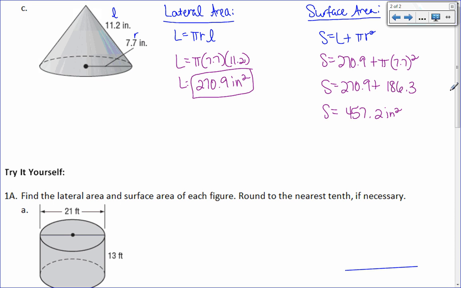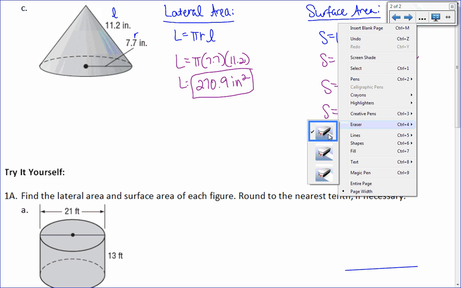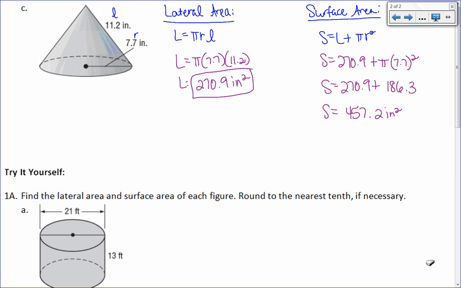Okay, the try it yourself problems are 3 similar figures, so pause the video, work through those. Be very careful again with the pyramid. Remember, you have to find the perimeter of the base and the area of the base in order to use those formulas. So I highly recommend that you do those first. So pause the video, work through those try it yourself problems, and when you're ready to check your answers, press play to continue.